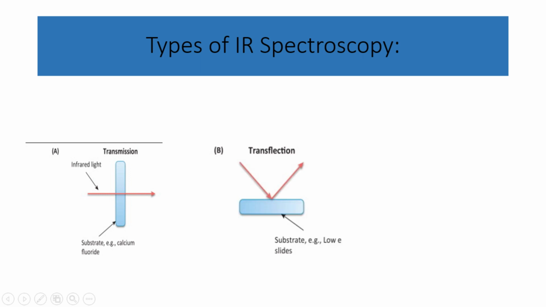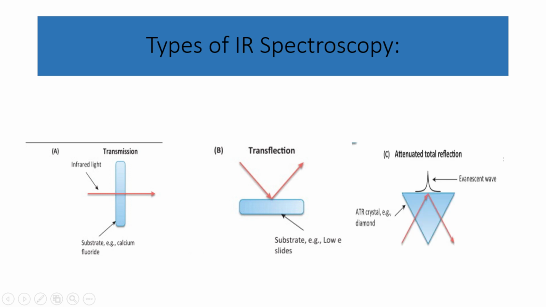Reflectance spectroscopy. Instead of transmitting the light through the sample, this technique measures the intensity of light reflected from the surface of the sample. Reflectance spectroscopy is particularly useful for analyzing solid samples or surfaces that cannot be easily prepared as thin films. Attenuated total reflection (ATR) spectroscopy.